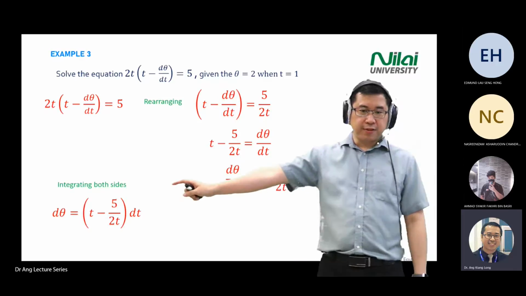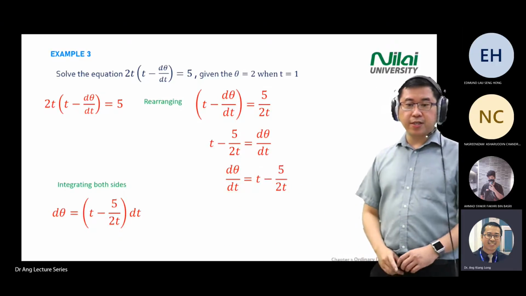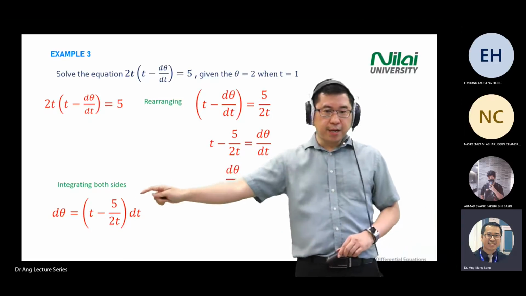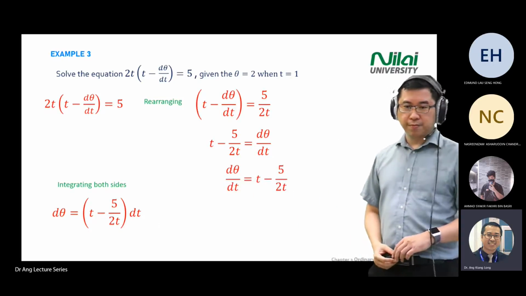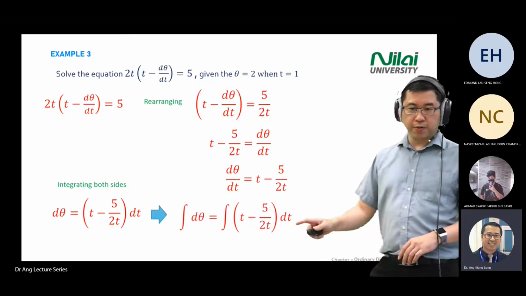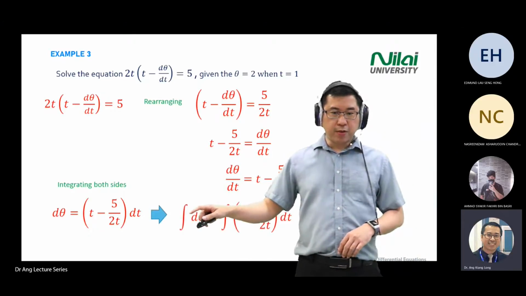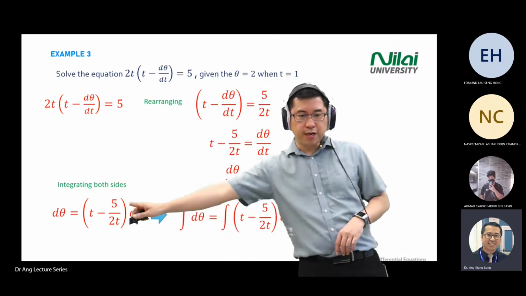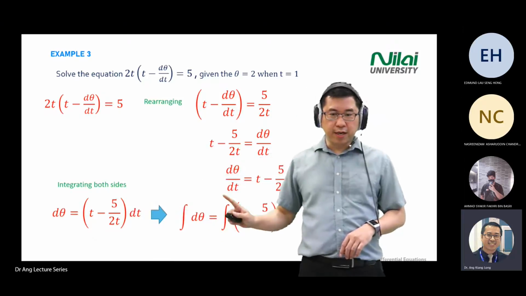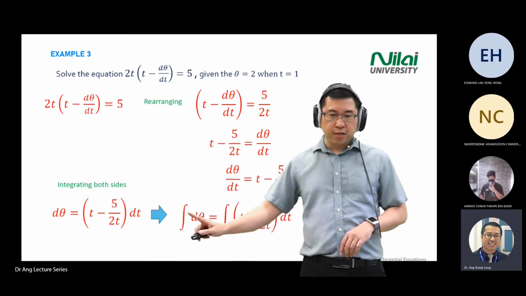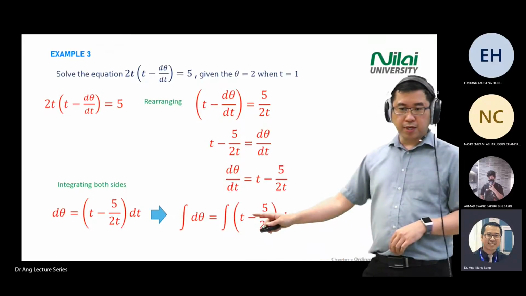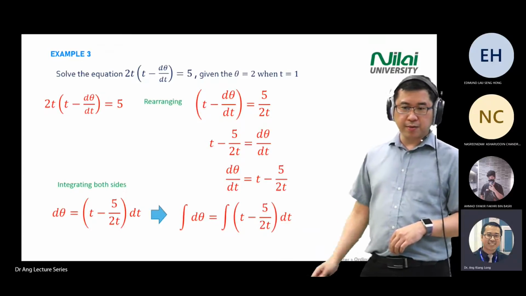So again, after this, you just add in the integration symbol. You integrate t and integrate minus 5 divided by 2t. You can do a simple equation. So this one, you know that this one is 1, right? Although there's nothing there, you know that in front of the theta is 1. So integrate 1, you get theta. Then this one is integration of t and this one.